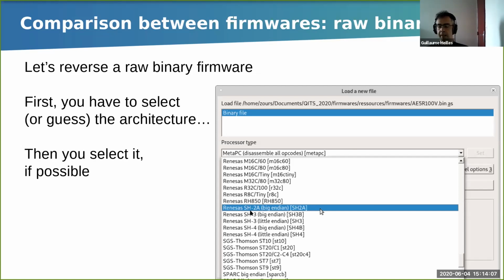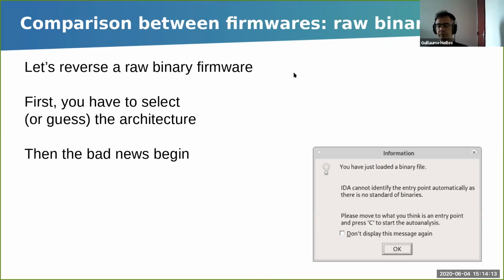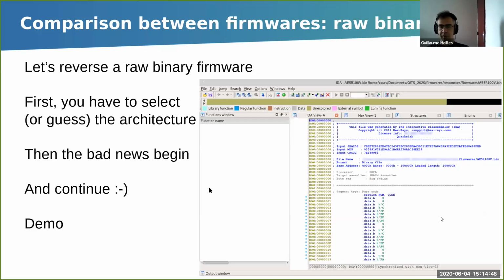Okay, so here I select SH2 in IDA because I know my program is this architecture. And then that's where the bad news begins, in fact, because IDA is just telling you, you have loaded a binary file, and I don't know the entry points because there is no header. So you have to figure them out by yourself. You have to put the cursor where you think there is code, and press C to start the auto-analysis. The bad news is, basically, you don't know where the code is. And this is the whole point of this presentation: how to find the code.